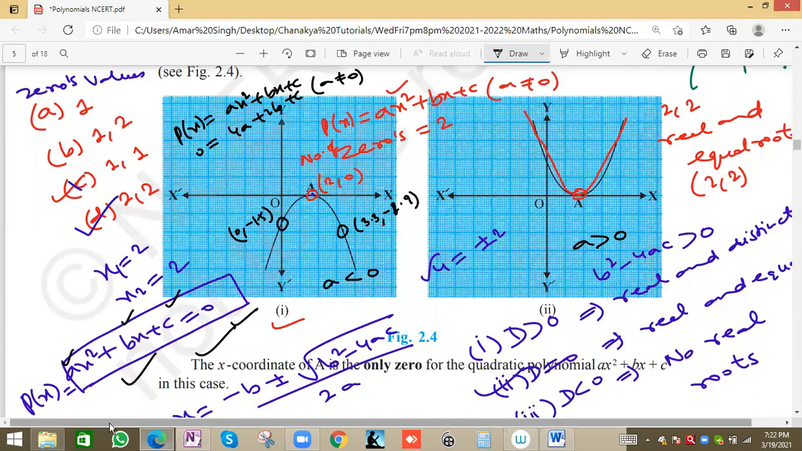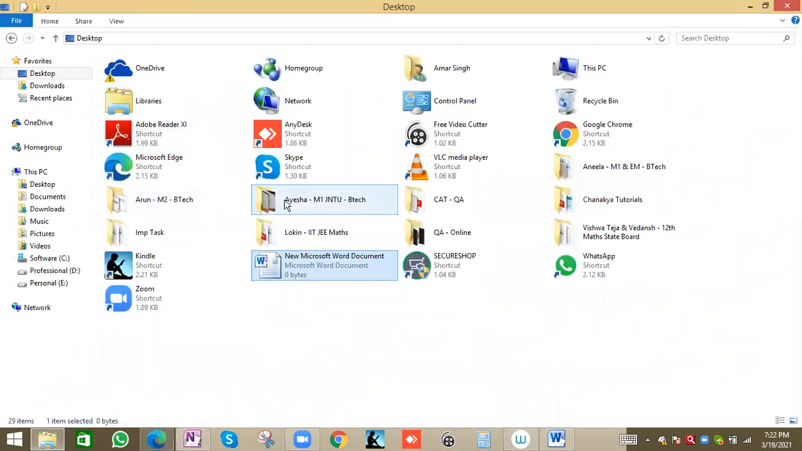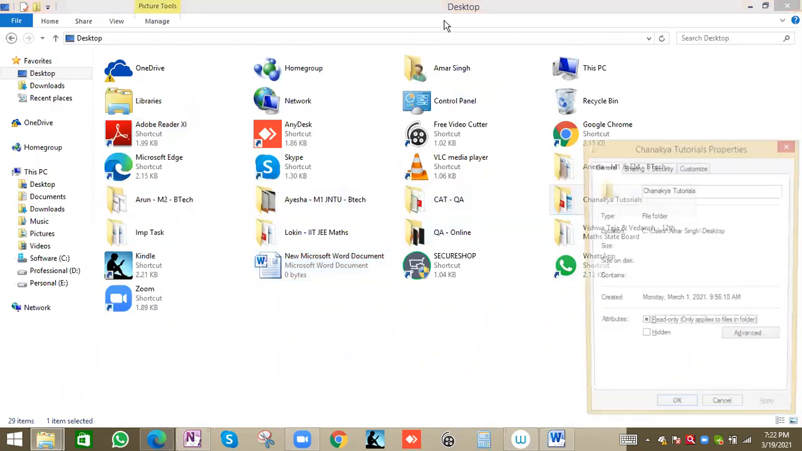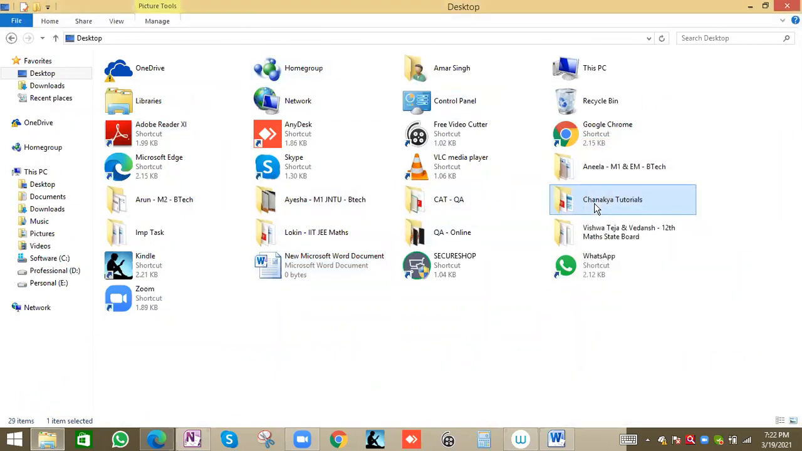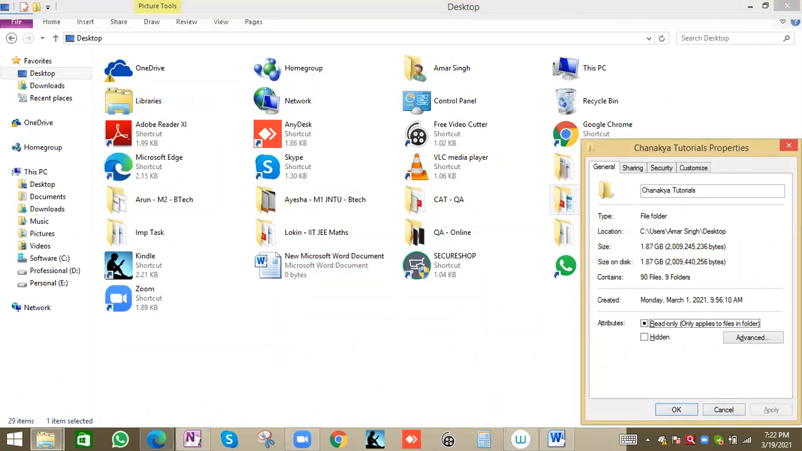One more method we have. One second. It is basically an easier option. Because of some virus, I'm not able to open any folder. Okay.